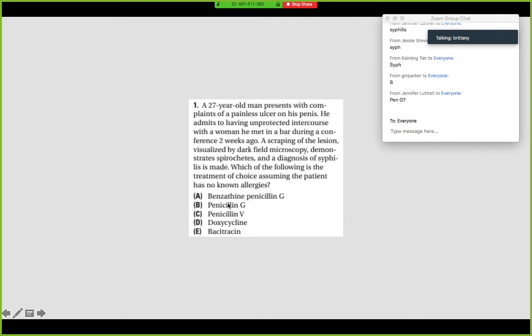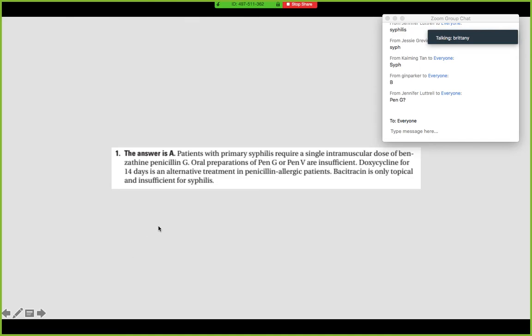I'm not sure what the difference is between benzathine penicillin G and regular penicillin G, but apparently A is the most correct answer. But that's not something, I'll be honest with you, that we've ever learned though. We were always told that penicillin G was the appropriate treatment for syphilis. So if you know that much, penicillin G, you'll be fine if you say that tomorrow.